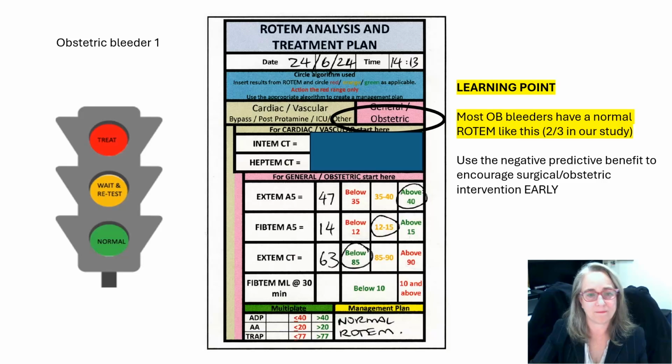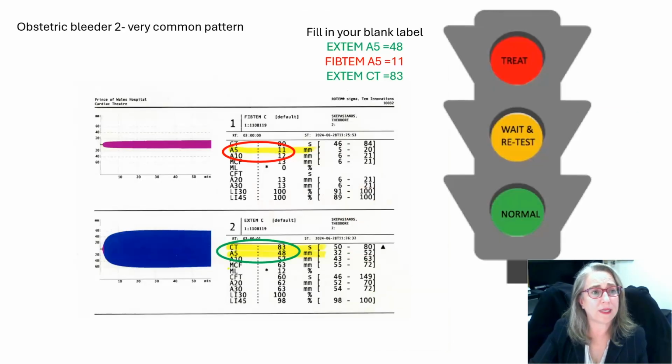So thinking about obstetric bleeder number 1, we fill in our sticker. We're looking at the yellow and orange zone here, and we're using the negative predictive value here to say that this is a normal Rotem, and therefore it's got a good negative predictive value to get the obstetricians involved very early. So now I'd like to look at obstetric bleeder 2.